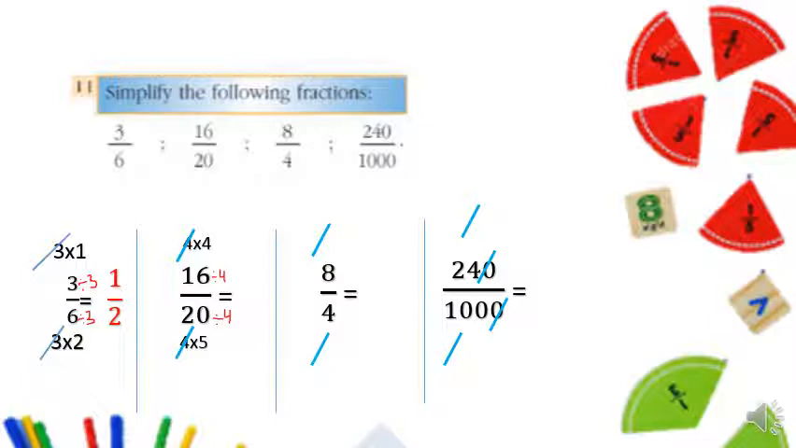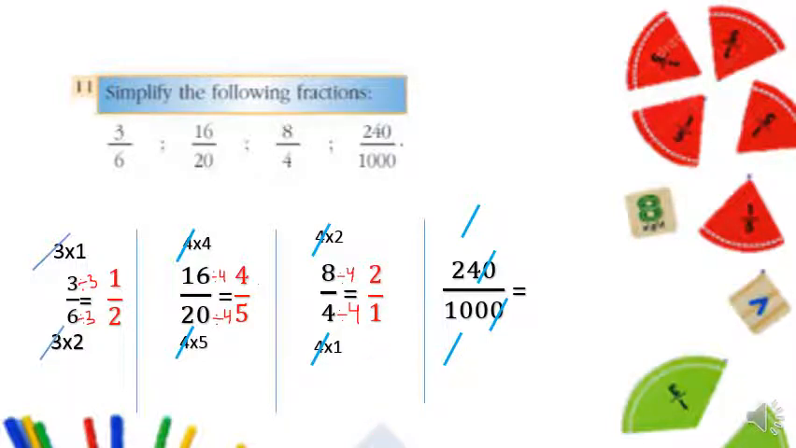So the equivalent simplified fraction is 4 over 5. Now we have 8 over 4. 8 is a multiple of 4. So the greatest common divisor of 8 and 4 is 4, because 8 is equal to 4 times 2, and 4 is equal to 4 times 1. So dividing by 4, we will get 2 over 1.